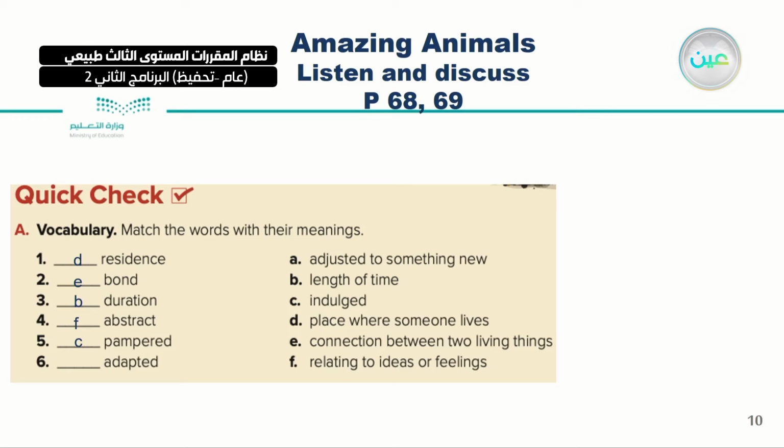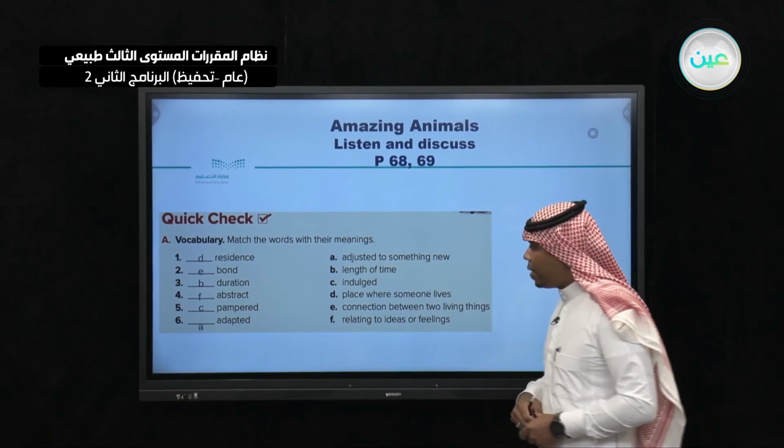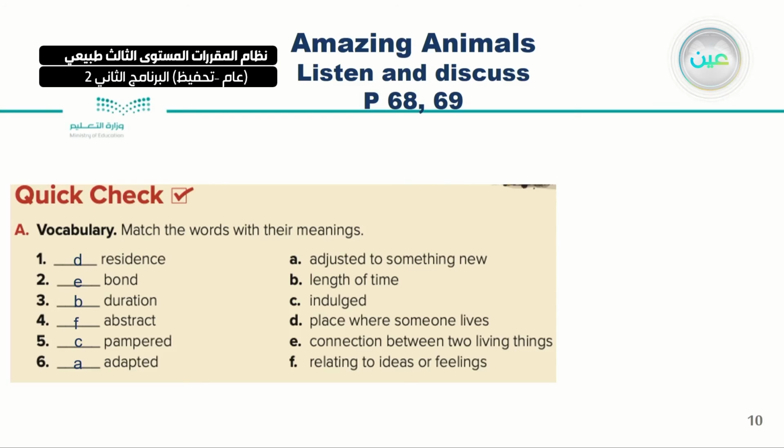And finally number 6, adapted. What does it mean, adapted? When Rendell and Burke adapted the lion. Okay, what happened here? A, adjusted to something new. Adjusted to something new. Very good. Now let's move to B.